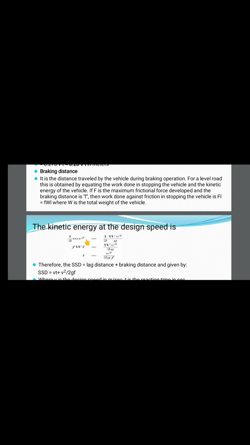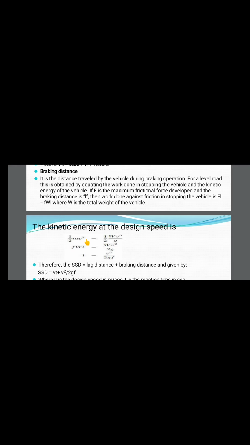Now we equate this with the kinetic energy at design speed, which is half mv square. So f W L is equal to half W v square by g, that is W v square by 2g. So the braking distance L is equal to W v squared by 2g into f into W. Here W cancels, so we are left with v square by 2gf. L, the braking distance, is equal to v square by 2gf.